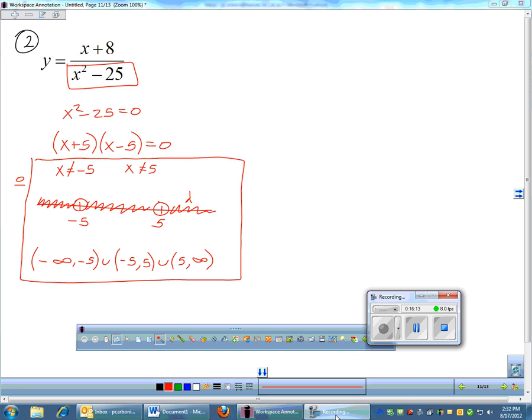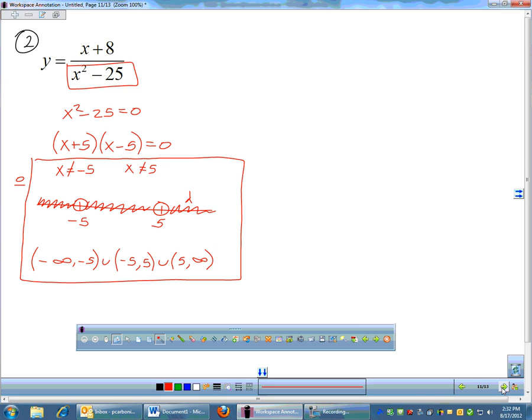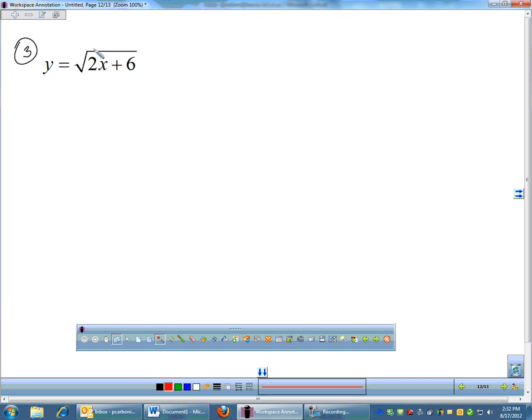And then we have one more. Yeah, this is taking longer than I wanted to. Oh, well. One more. And this is a square root. So this is a little bit different. I have to think, what really screws up a square root?